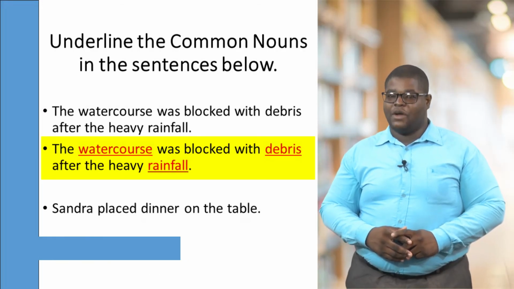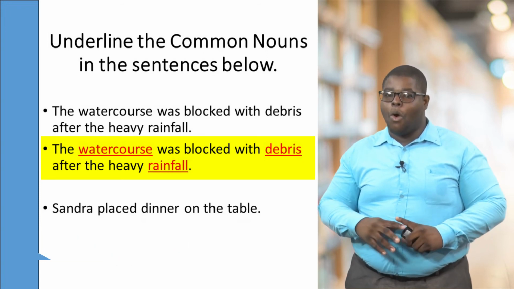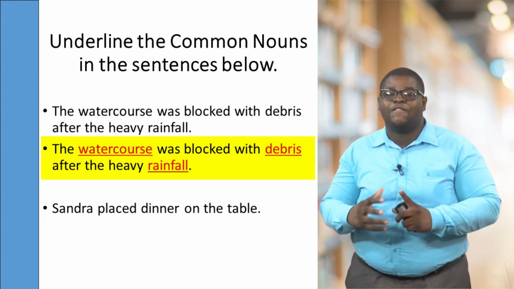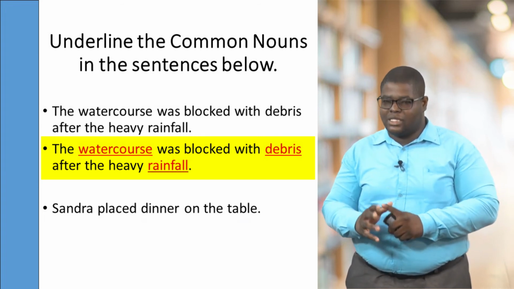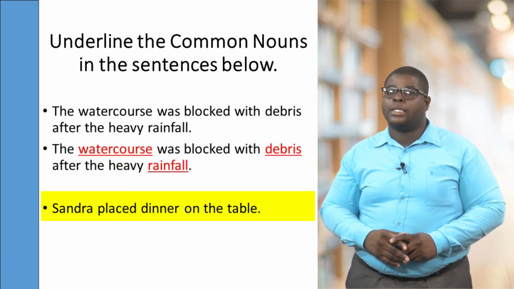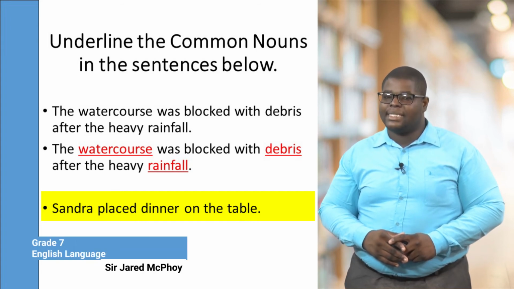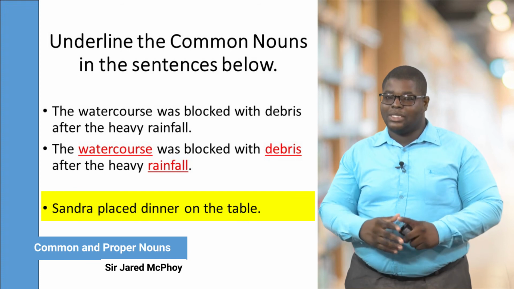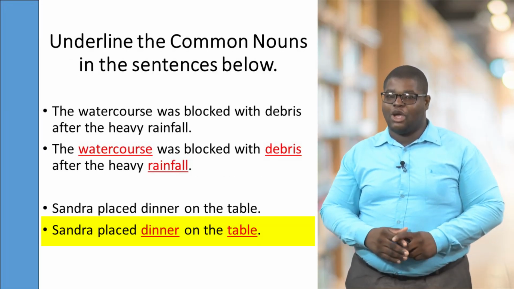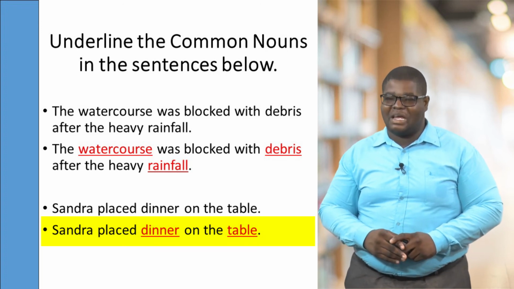All right, so the first common noun in the sentence, watercourse. The second one, debris. And the third one, rainfall. Notice how they are non-specific. Let's move to the next one. Sandra placed dinner on the table. What is your answer? All right, dinner being the first common noun and table being the second common noun.